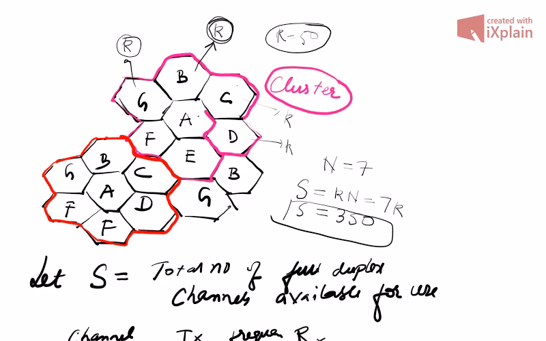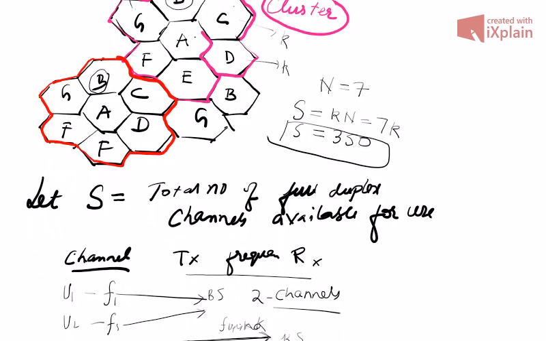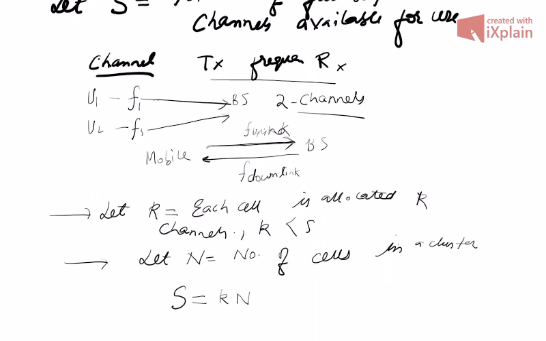But in the next cluster, the channels which B will use here will be the same as the channels which B uses here. Since they are far away, they will not receive each other's signal significantly, so there will be very little interference. It will not be zero at all, because wireless signals ideally can get transmitted in the whole space, but the signal strength will be very small.